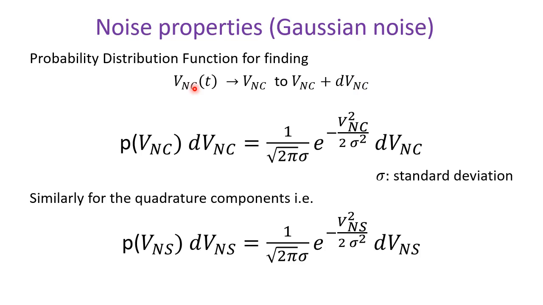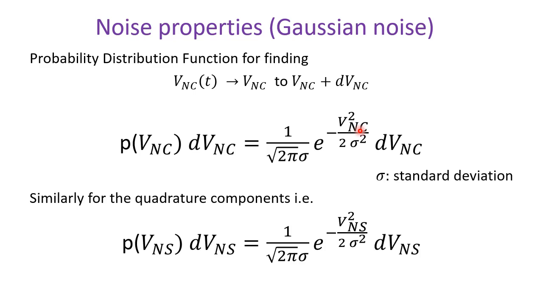And one is asking what is the probability of finding VNC in a particular range. Imagine that there are multiple baskets, and each basket has a width of dVNC, and one is asking in which basket, precisely, what's the probability of finding a particular VNC. That is precisely what the probability distribution function gives. And clearly you see that it is a Gaussian distribution. You have the exponential of minus VNC square by 2 sigma square. Sigma clearly is the standard deviation. This is a very standard representation of the Gaussian noise.